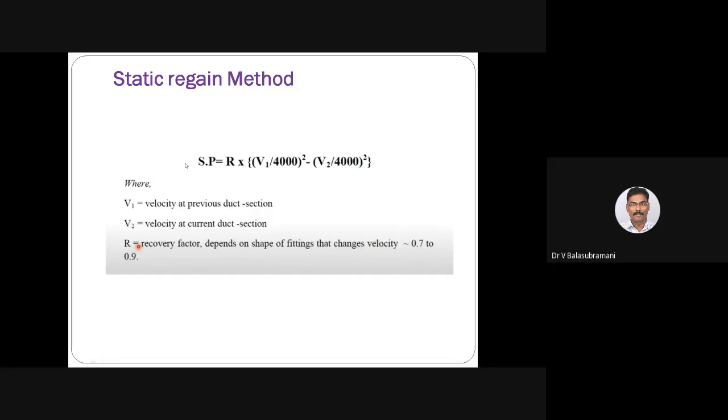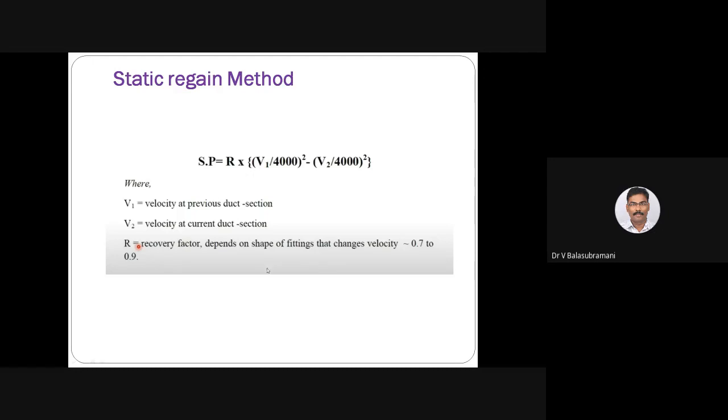The static pressure is equal to recovery factor into (V1 divided by 4000) whole square minus (V2 divided by 4000) whole square. What is V1? The velocity at the previous duct section. V2 is equal to velocity at the current duct section. So if you want to calculate it, you have to substitute the velocity at the previous section. So that velocity should be very high. So this is the static pressure. The value compared to the previous value should be greater than.